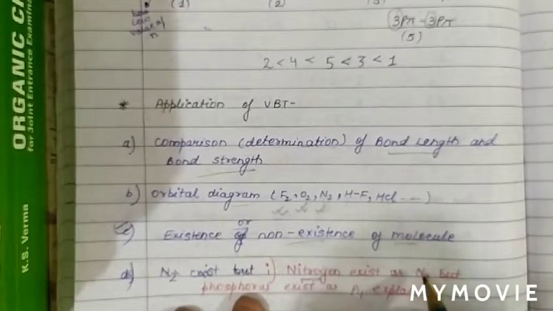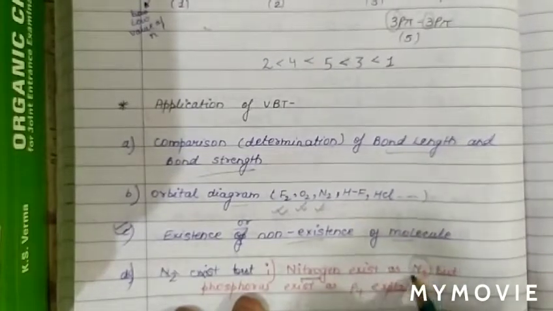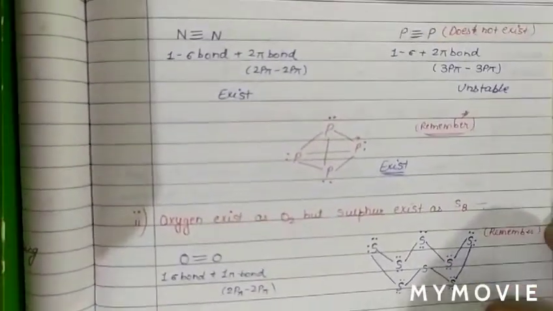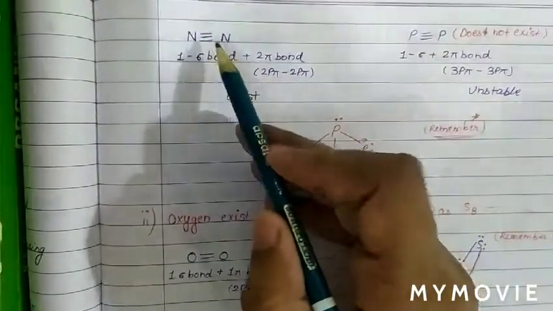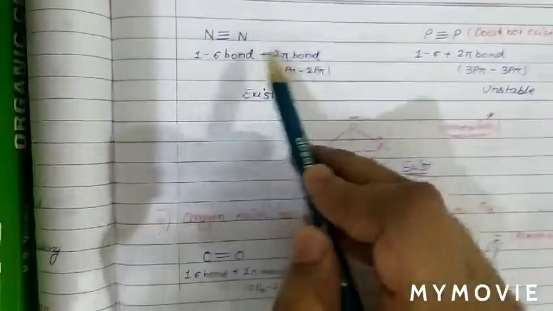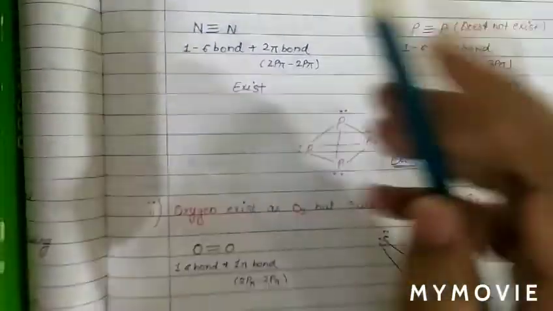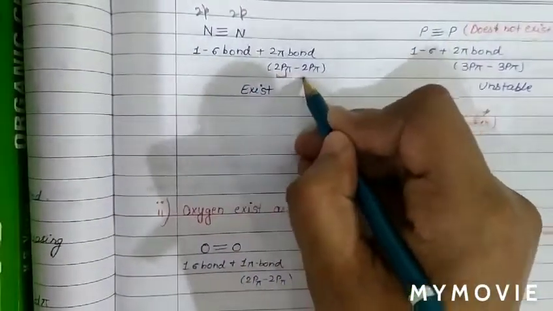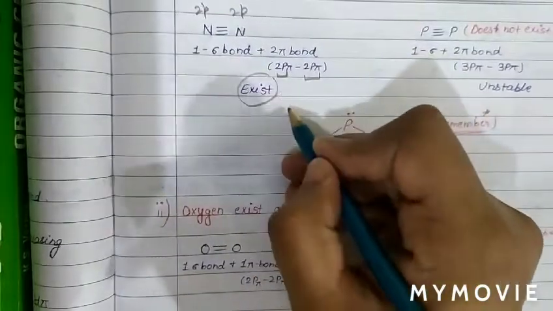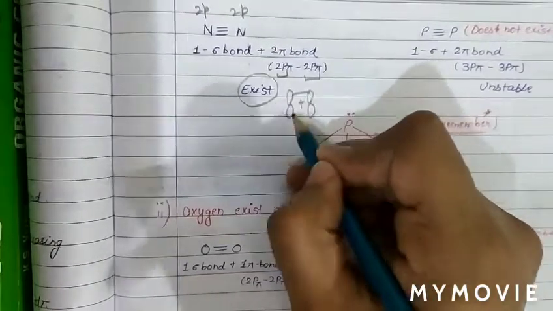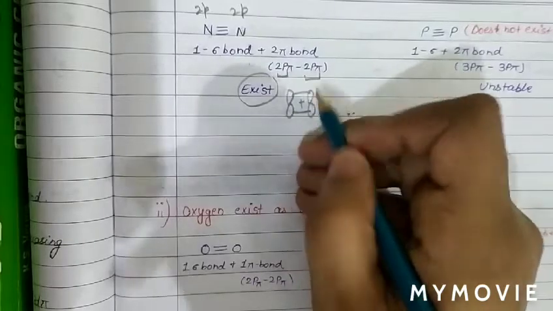Nitrogen exists in the form of N2, but phosphorus exists in the form of P4. How? This is also an application of VBT. As we have seen, in nitrogen a triple bond is present between nitrogen atoms. So basically 1 sigma bond and 2 pi bonds, and as nitrogen is a second period element, the pi bond is formed between 2p-2p, therefore existence is possible. Due to the smaller size of the p orbital, there is effective overlapping. Hence, formation of pi bond is possible.